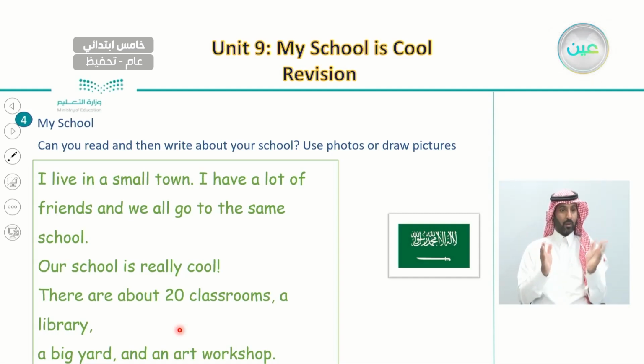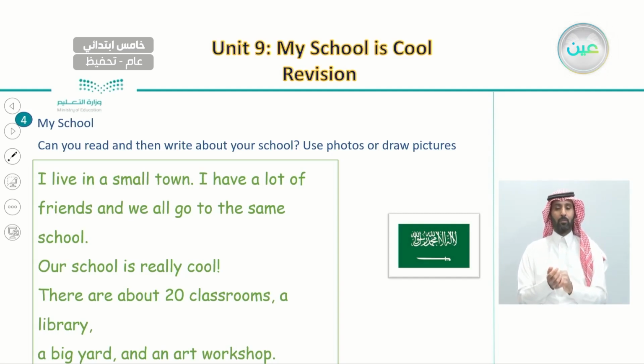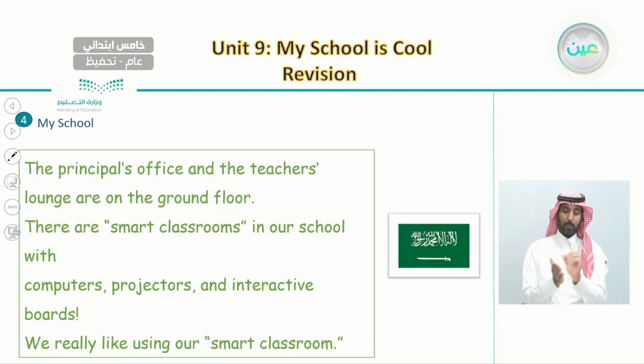So here in the first part of the My School reading, it talks about where my school is. It is in a small town and I have a lot of friends and we all go to the same school from this town. And not only this, but he also talked about how many classrooms he has in his school. He said there are about 20 classrooms and also a library, a big yard, and an art workshop. All of these facilities he has in his school. So let's read the second part.